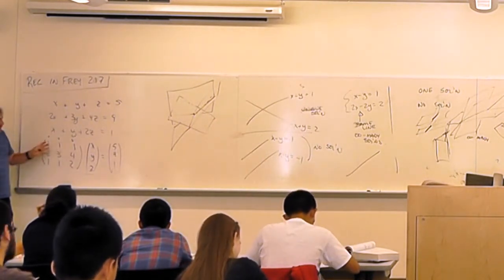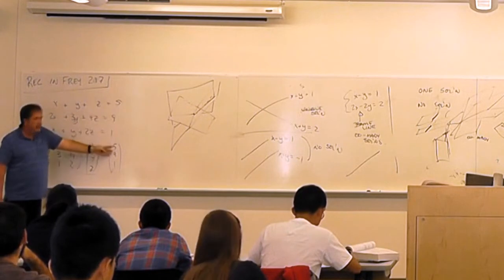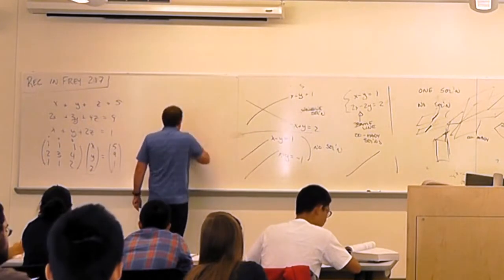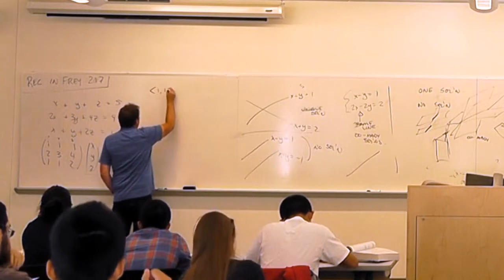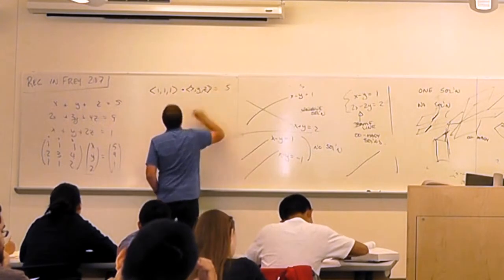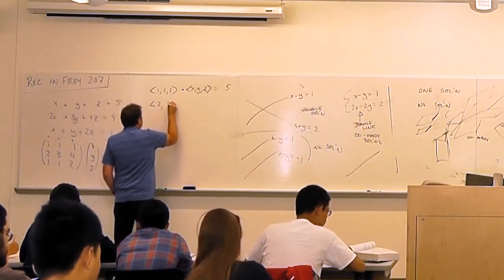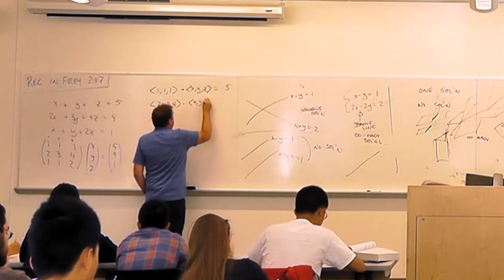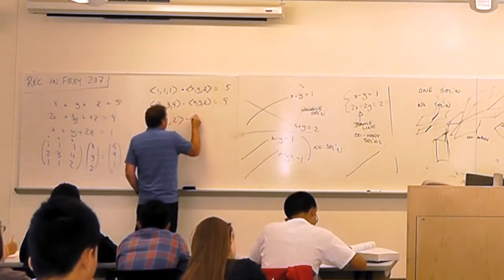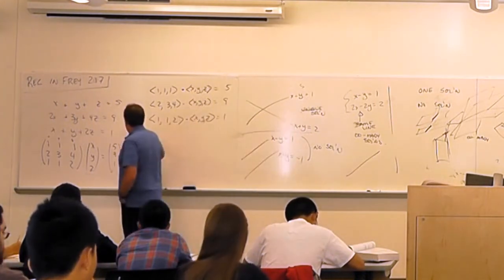This statement, where I just peeled off the coefficients and wrote them in an array, peeled off this and wrote it in a column, is really the same statement as saying the vector 1, 1, 1 dotted with x, y, z is 5. This dotted with that is this. And 2, 3, 4 dotted with x, y, z is 9. And 1, 1, 2 dotted with x, y, z is 1. These are exactly the same statement.